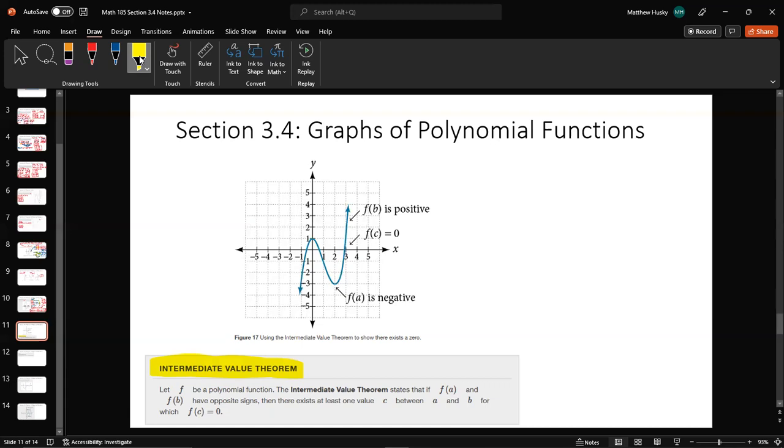So what does that basically mean? If you know that one side's negative and one side's positive, that means that at some point in between, you had to have crossed 0. You had to have hit the point where you cross from negative territory to positive territory.